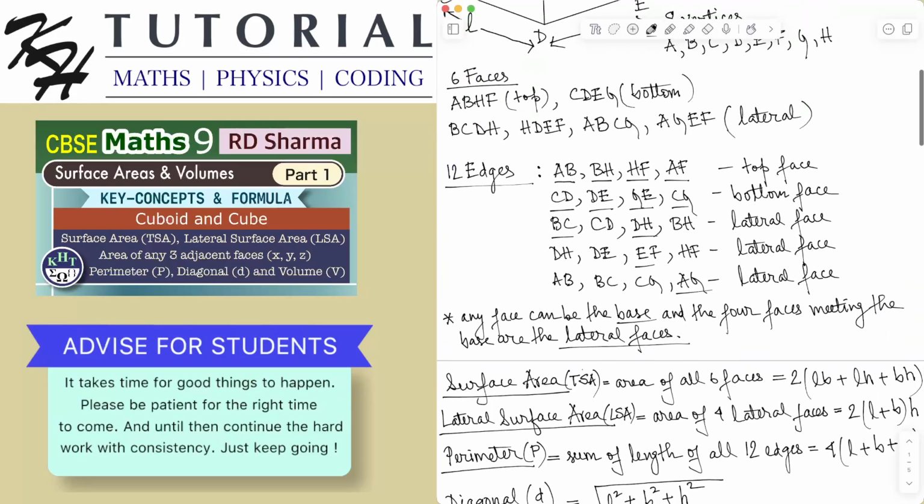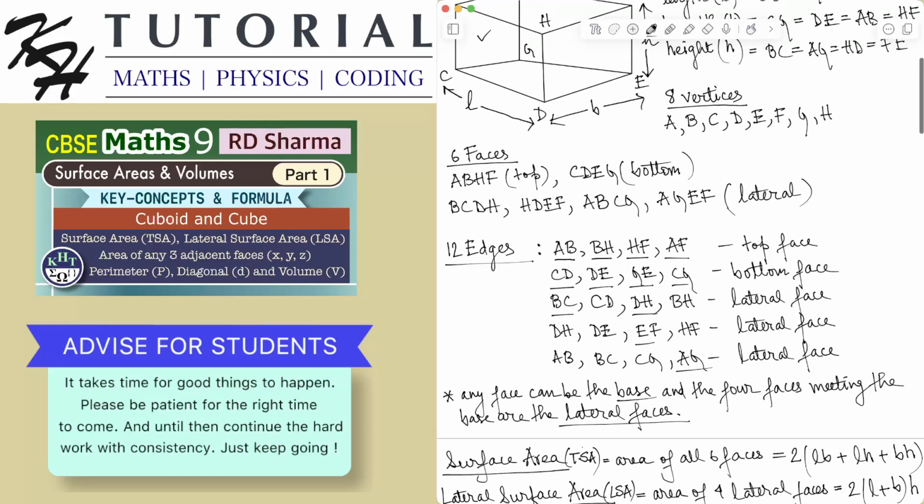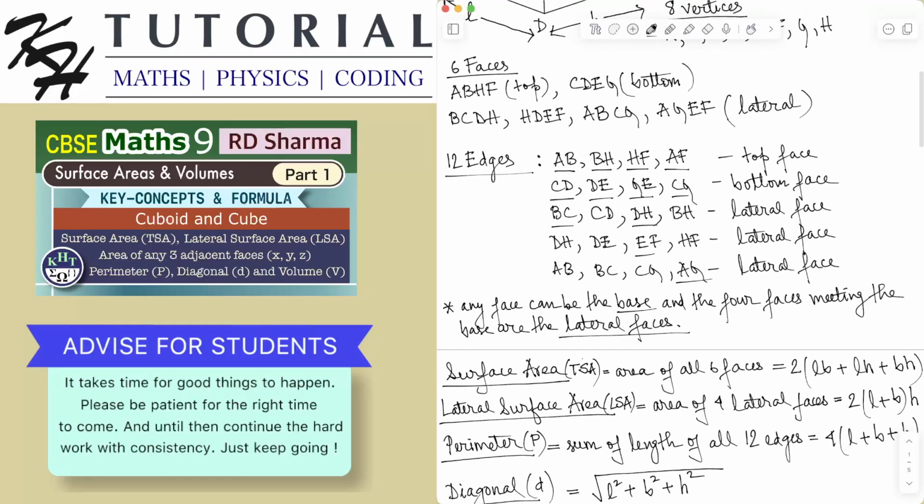Now, what is the total surface area or surface area of a cuboid? It is the area of all the six faces. A cuboid has six faces. It is the area of all six faces, and its formula is 2 into (LB plus LH plus BH). This is the formula, where L, B, H are the length, breadth and height of the cuboid. What is the lateral surface area? It is the area of the four lateral faces.